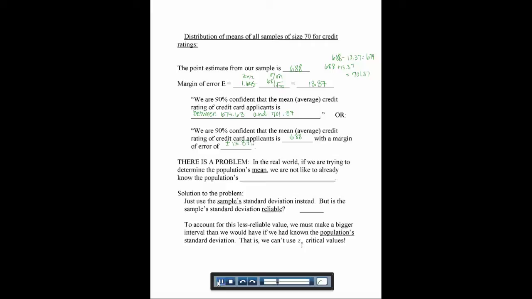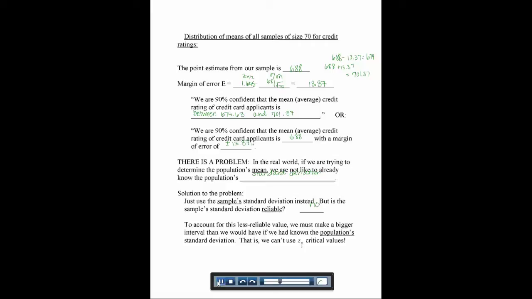Okay, however, there's a problem. In the real world, if we are trying to figure out the mean, it's unlikely that we already know the population's standard deviation. And we were assuming that for the previous problem. Okay, and that was really this, if you want to know about the book sections, that was section 7.3. Now, in section 7.4, we don't know the population's standard deviation. So you might just say, well, just use the sample standard deviation. But it's not as reliable. So is it as reliable? No. So to account for this less reliable variable, we must make a bigger interval than we would have if we had known the standard deviation.